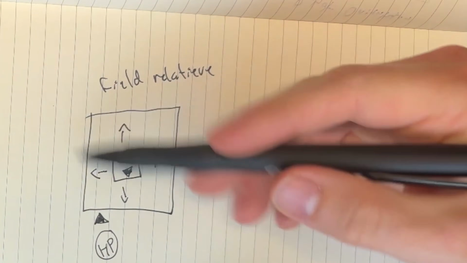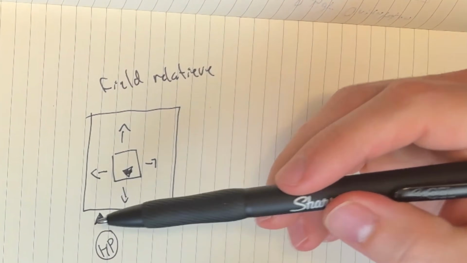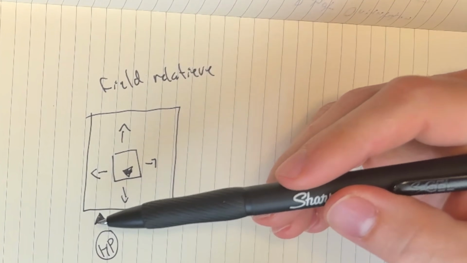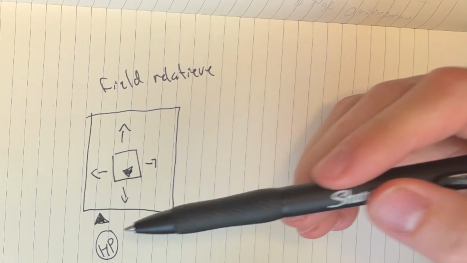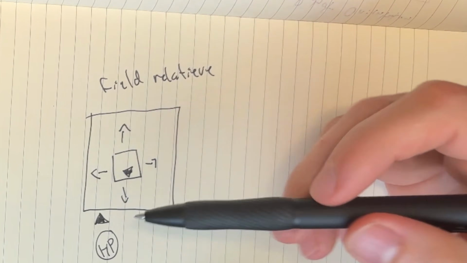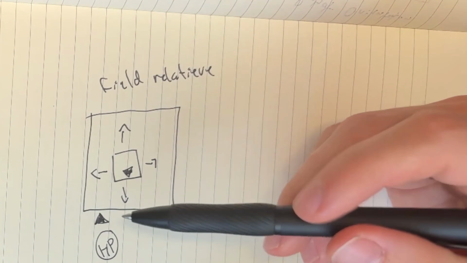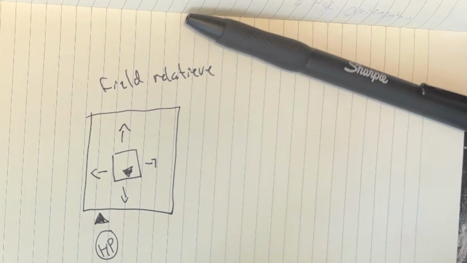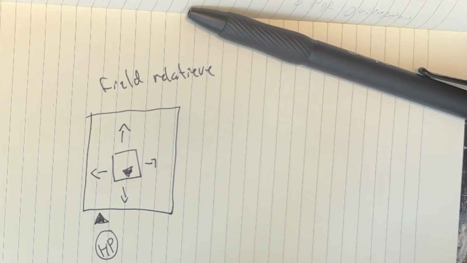So it does make things a lot simpler for moving a robot around to have things field relative, because now it's always based on the direction that you are facing rather than the direction that the robot is facing. So that's what I highly suggest you do, and that's what we're going to learn how to do today.